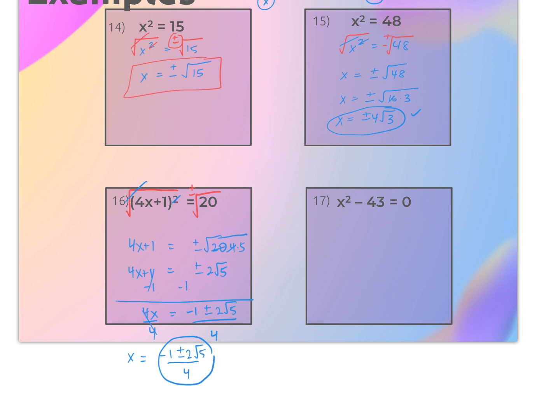So there's two solutions here. It's negative 1 plus 2 radical 5, that whole thing divided by 4, and negative 1 minus 2 radical 5 divided by 4. But that's your answer.